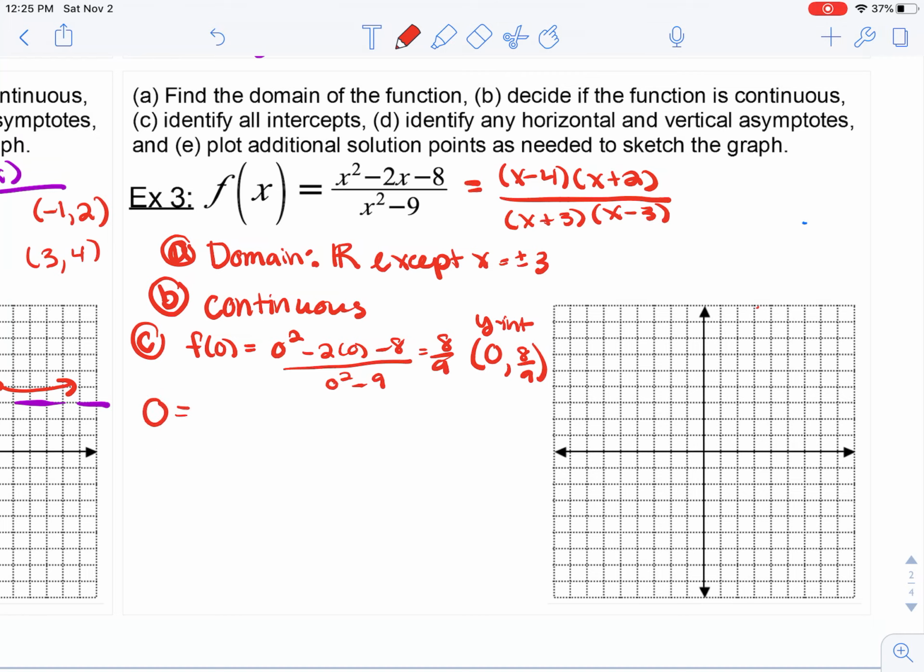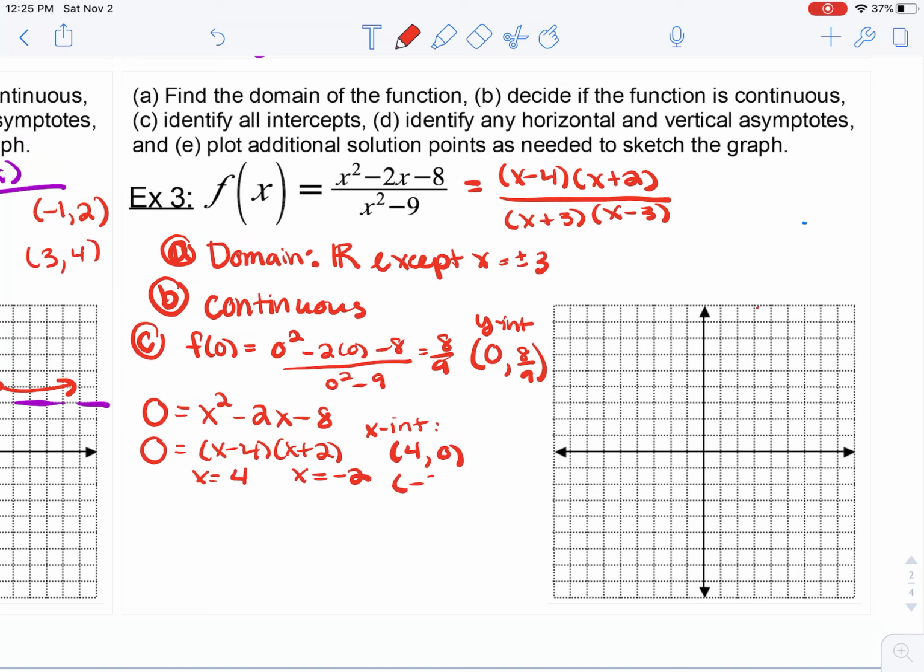My x-intercept, if I set the numerator equal to 0, so we can say this is x minus 4 times x plus 2 equals 0. So I know that I have two x-intercepts. One is at 4 and the other is at negative 2. So my x-intercepts are at 4, 0 and negative 2, 0.